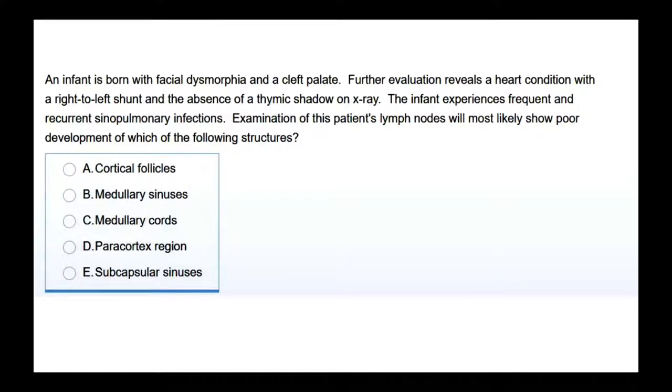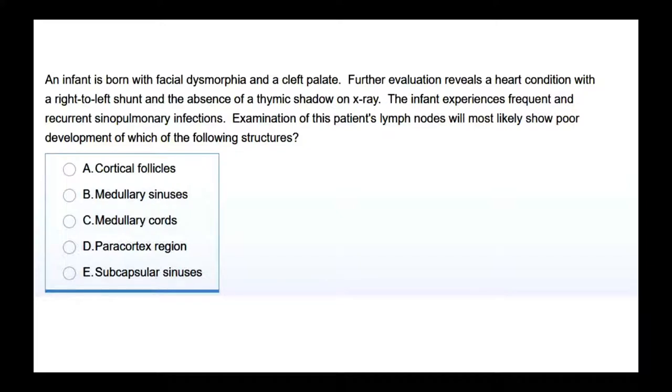And we know that normally when baby is born, it has huge thymus, okay? And it can be sail-shaped and can easily be identified on X-ray. But when there is no thymic shadow on X-ray, this means this patient does not have thymus development. And now you understand the T cells are maturated in thymus. So there should be some T cell problems, and there may be absence of T cells.